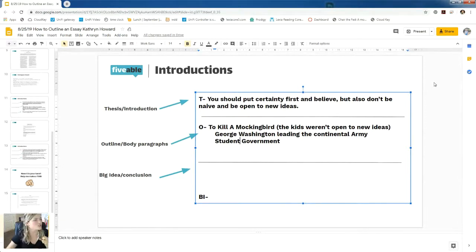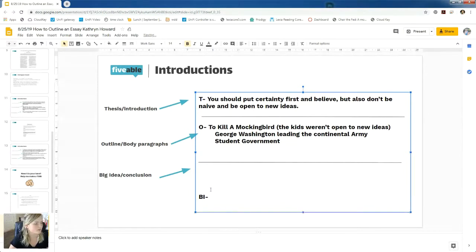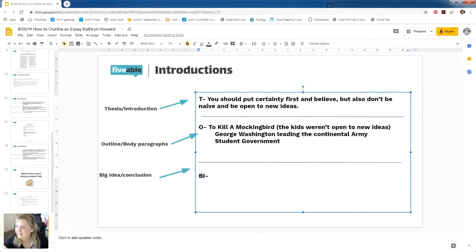Anyway, so for the big idea, I'd put something about how it relates to modern day. Let's think about some current issues. You could talk about political pundits. I'm going to Google what pundits mean because I definitely don't know. Pundits. Oh, I spelled it wrong. Pundits.